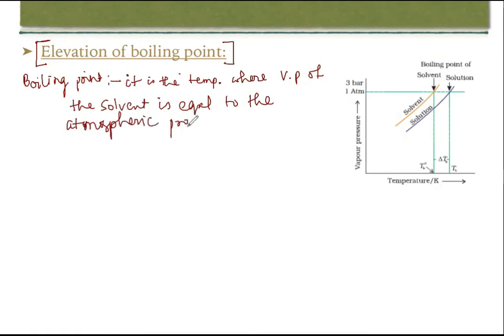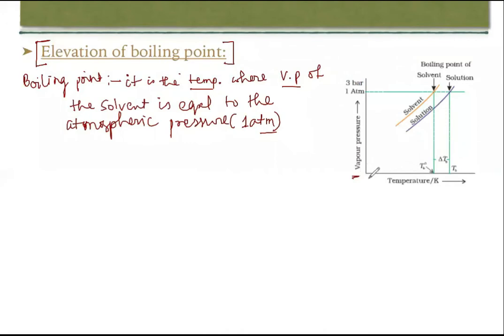Atmospheric pressure. Now, what is atmospheric pressure? As we know, atmospheric pressure is 1 atm, right? So we can say that the boiling point is the temperature at which the vapor pressure of the solvent is equal to the atmospheric pressure. Let us now look at this picture.